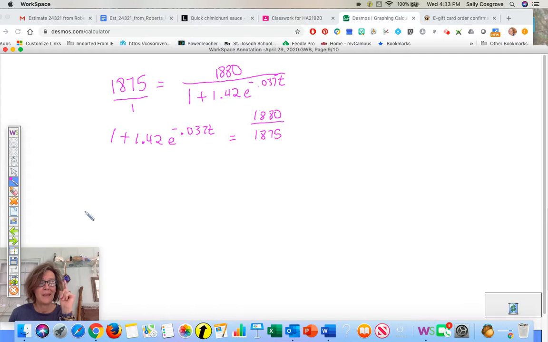That's not really algebra. That's pre-algebra, but just manipulating proportions. So now here's our t. Again, we know we're going to have to take a log, but not yet, because e isn't isolated. So look, we're adding 1, and then we're also multiplying. So let's get rid of that 1 first by subtracting.